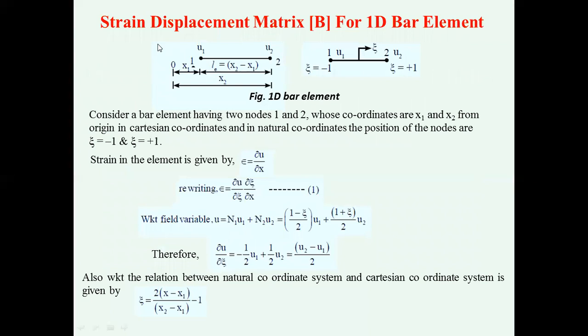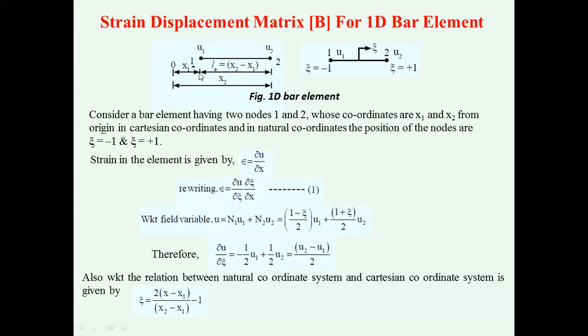So the first thing is you have to find out the strain displacement matrix for 1D bar element. It is called the B matrix. We have to derive the strain displacement matrix for 1D bar element. Let us consider the bar element. It's a 2-noded bar element consisting of 2 nodes. At node 1, the displacement is u1. At node 2, the displacement is u2.